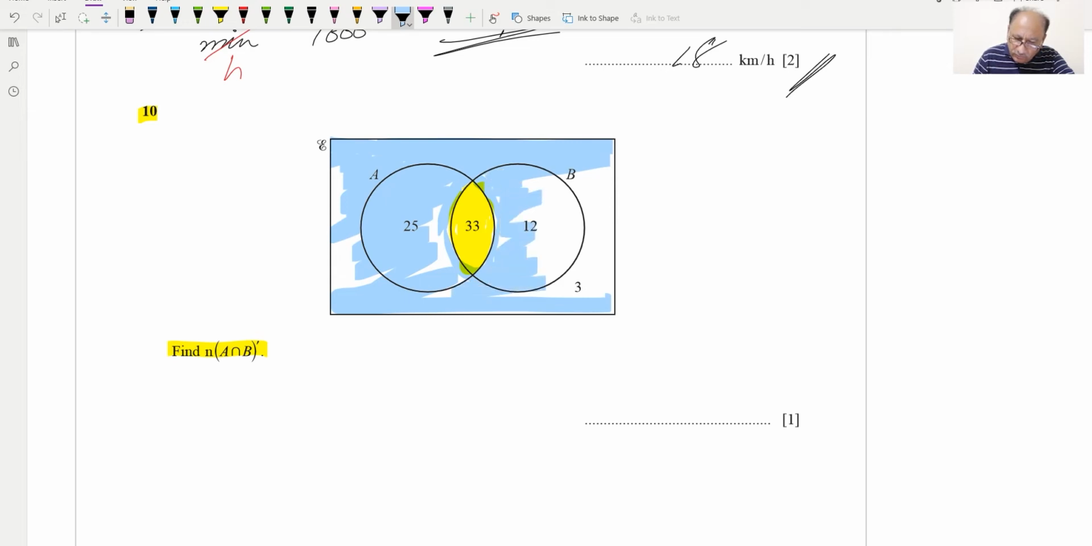So first of all we will highlight this complement portion, and hopefully you are understanding each and everything.